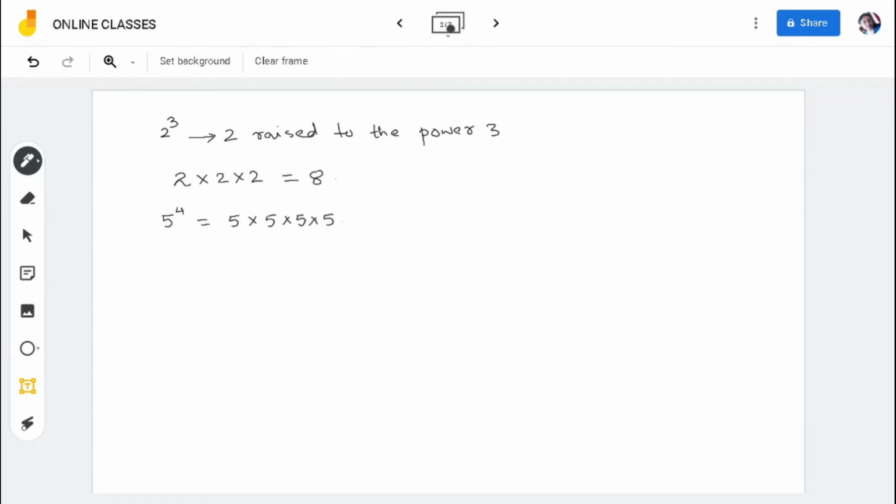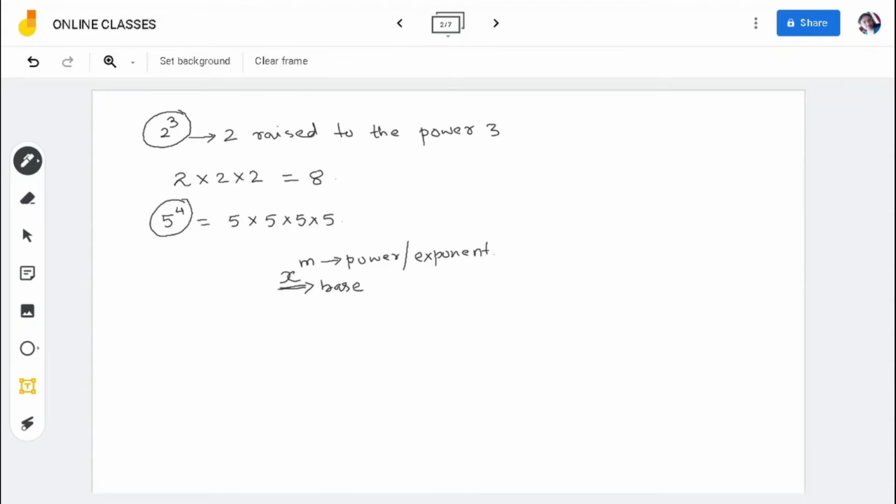Now, this type of numbers which are represented as x to the power m, this is of the form x to the power m. So in this one, this x is known as the base, and the number which is written on the head of this number, that is m, is known as the power or exponent. Right. So these are the basic things that we have read already in class 7.